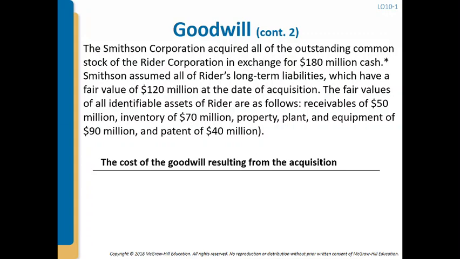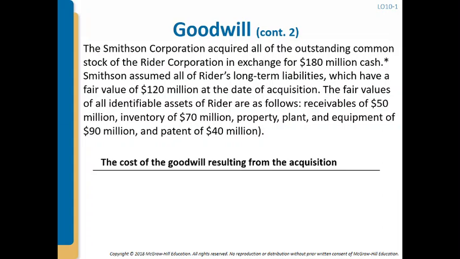So here we have a situation where the Smithson Corporation acquired all the outstanding common stock of Ryder in exchange for $180 million cash. Smithson assumed all of Ryder's long-term liabilities, which have a fair value of $120 million. The fair values of all identifiable assets of Ryder are as follows: receivables of $50 million, inventory of $70 million, property, plant, and equipment of $90 million, and a patent for $40 million.